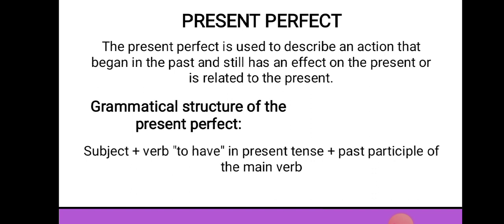Grammatical structure of the present perfect. The grammatical structure of the present perfect is the auxiliary verb have or has in the present, followed by the past participle of the main verb. The basic structure is the following: subject, have or has, the past participle of the verb.